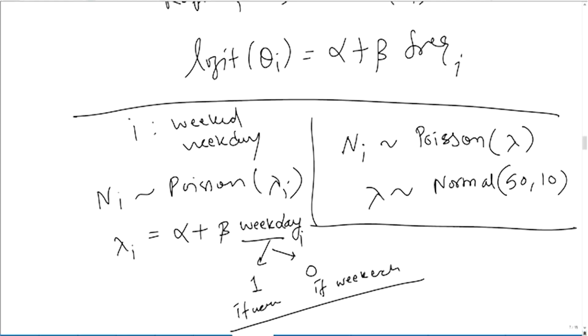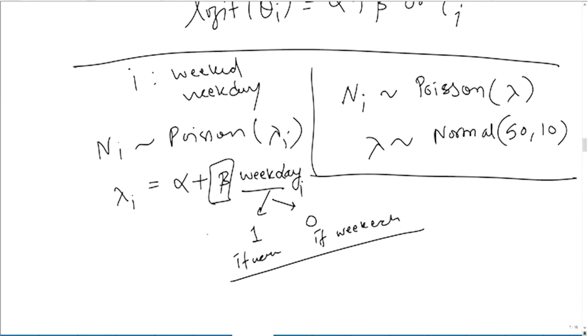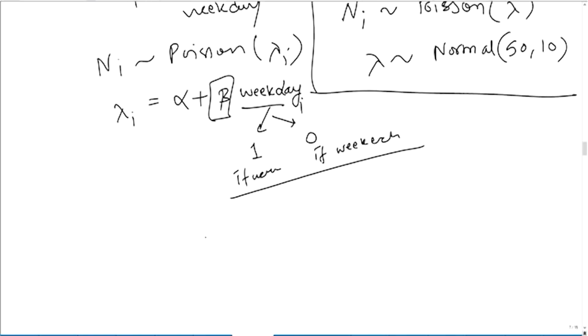Okay. So, the model should predict a positive estimate for beta. So, your hypothesis predicts that beta should be positive. Okay. So, this is the prediction of your hypothesis, that beta should be positive, because if it is a weekday, the number of road accidents would be higher.